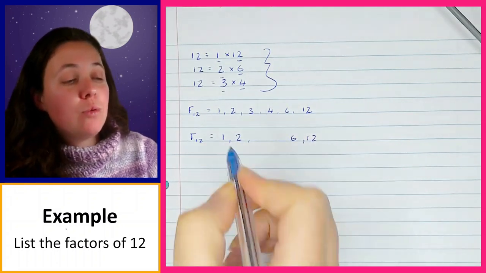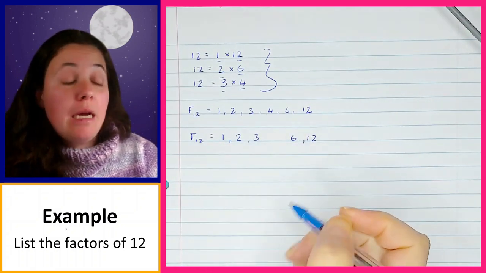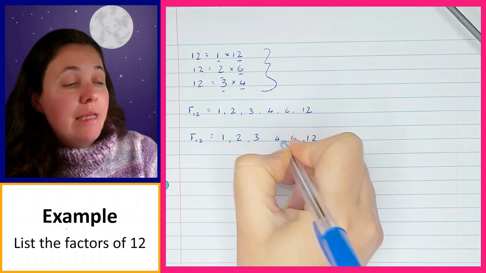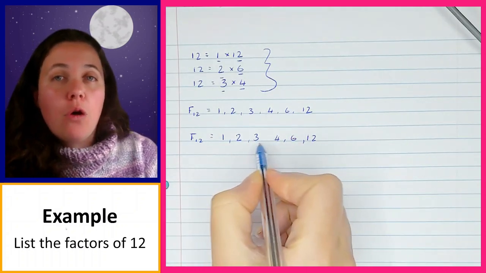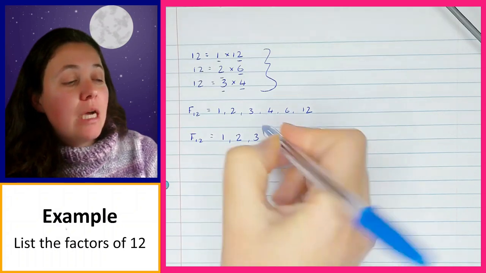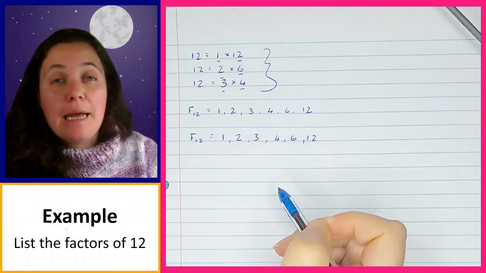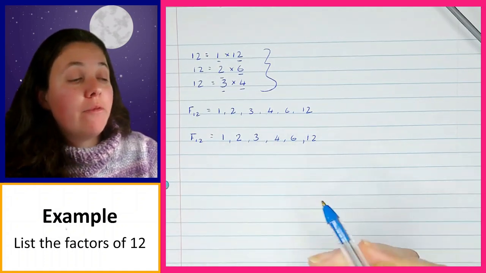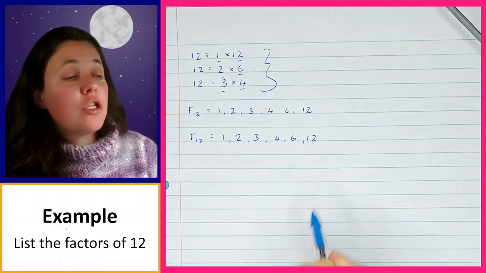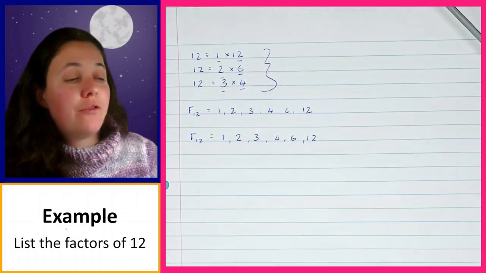And then my next one after 2 is 3. When I divide 12 by 3, I get 4. So I'm going to write down the other half of my factor pair over there, which is 4. And then you can see that the 3 and the 4 are right next to each other like that. So I don't need to do any more because I have gone as far as I can. So you can go straight to this answer without having to do all of that working first.